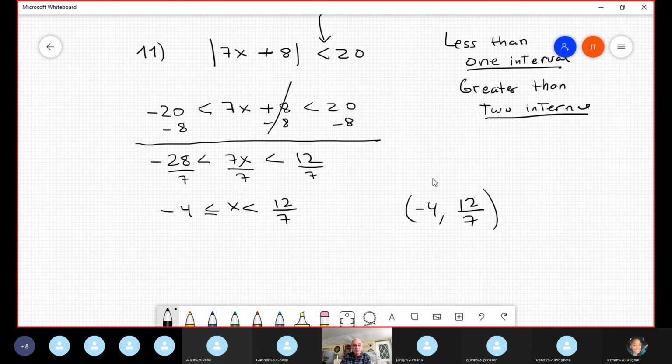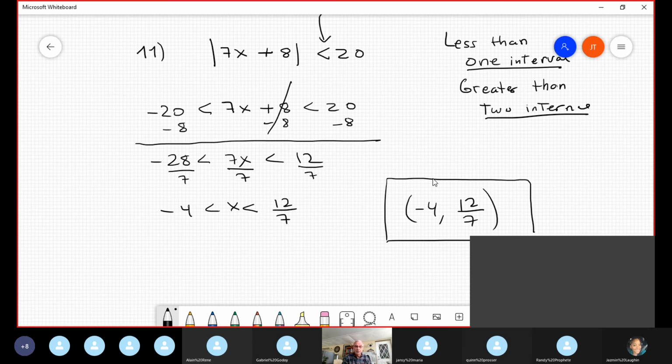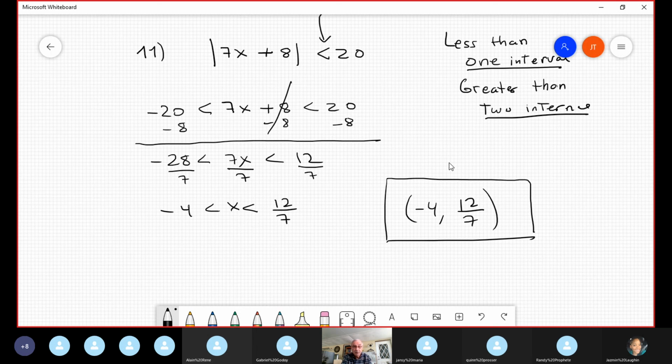Parenthesis, because we have no equal. We have no equal, parenthesis. Equal, bracket. Okay? This is the final answer. Any questions, guys? No. Okay, let's do the last one for today.